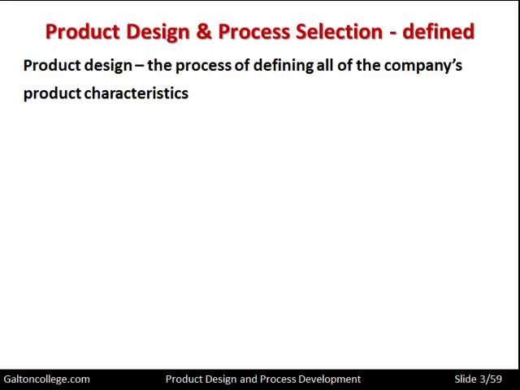Product design is the process of defining all of the company's product characteristics. So product design is trying to define the company's product characteristics. What exactly are the products? What is involved in their design? What are the components? How are they made? It's trying to get an accurate representation of the company's products.